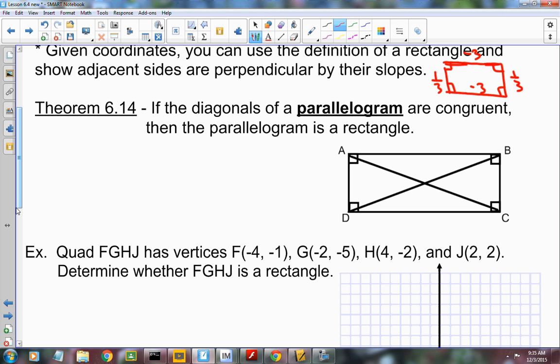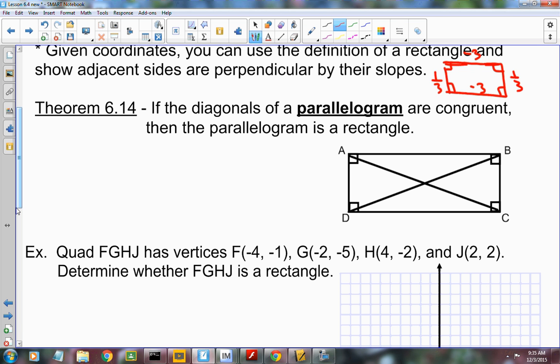Also, if the diagonals of a parallelogram are congruent, then the parallelogram is a rectangle. Now, the only problem about using this is that if we could show the diagonals have the same length using the distance formula, we could say it's a rectangle only if we know it's a parallelogram to begin with.